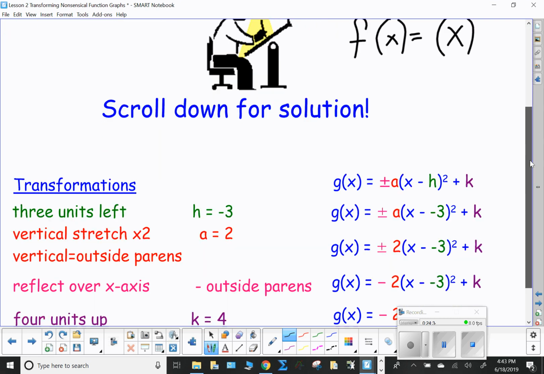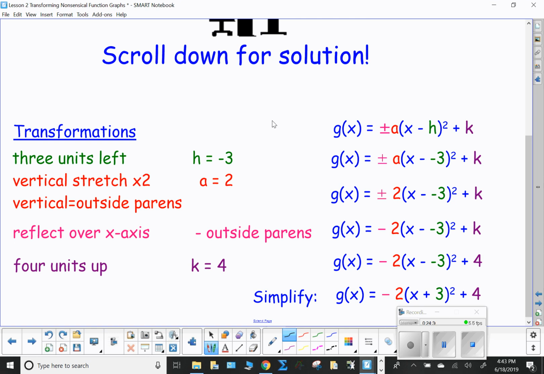If we move down here, the transformations. This is taking that f of x, but now we're going to call it g of x because it's a new shape. And the first thing we want to do is move it 3 units left. So I have to affect the inside. 3 units left, that means h is -3. So minus a negative 3. That's where at the very end we're going to get plus 3.